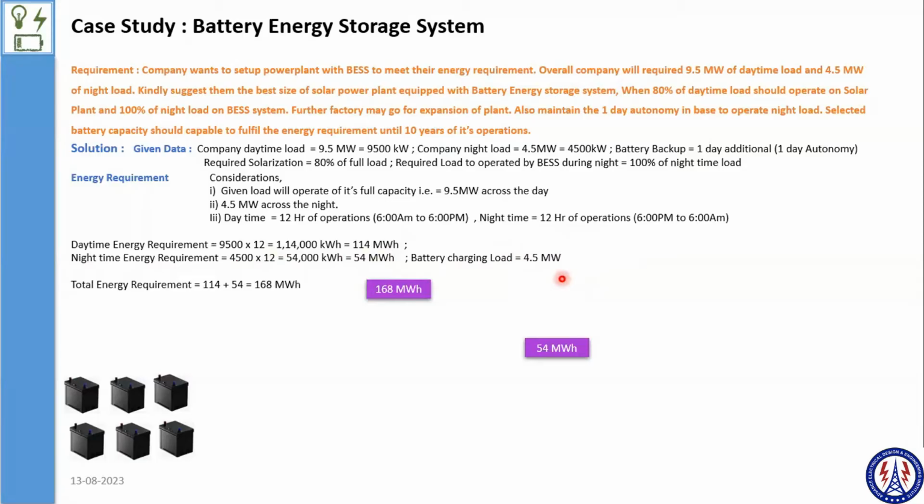Total energy required. How much for a day to operate? Just sum it. For 1 day, 168 megawatt hour.